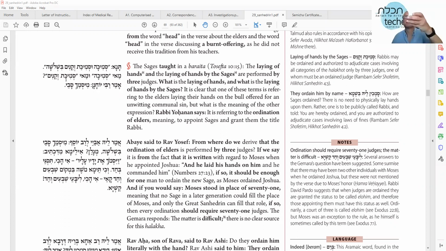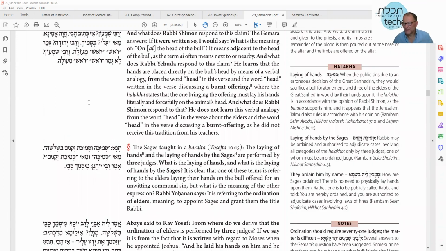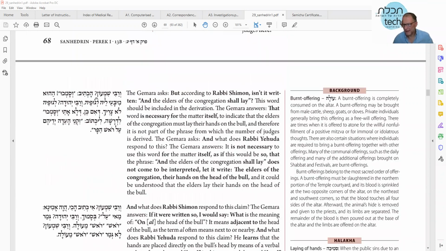Okay. And that's what the Gemarah asks. Mai smicha umai smichat zekenim. What is meant by the term smicha, and what is meant by the term smichat zekenim, the laying of hands of the elders? Well, we know that one of these terms must refer to what we were talking about last week, okay? Because that's why we're talking about it.